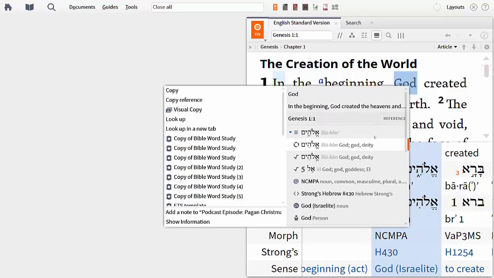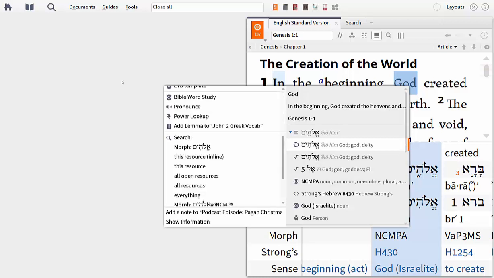it's very easy. We right-click, we choose lemma, because lemma is the dictionary form of a word. For instance, if you were looking up the word running in the dictionary, you wouldn't find it, but you would find the word run. Okay, so run would be the lemma for the English dictionary. In this case, we have Elohim as a lemma.